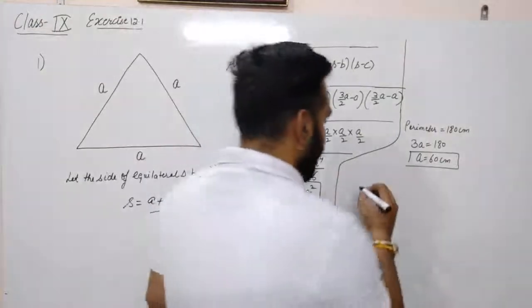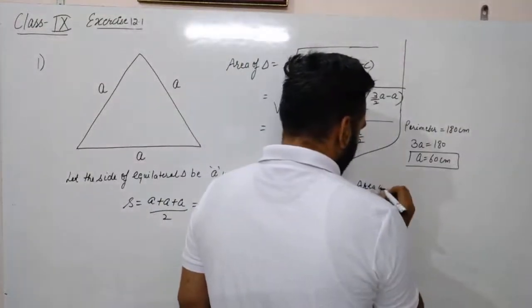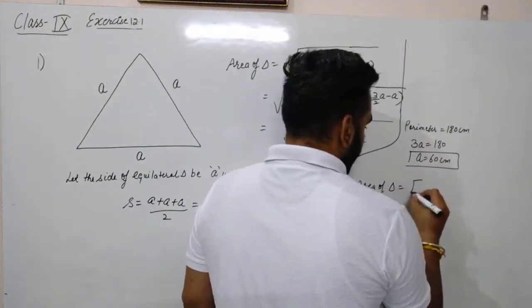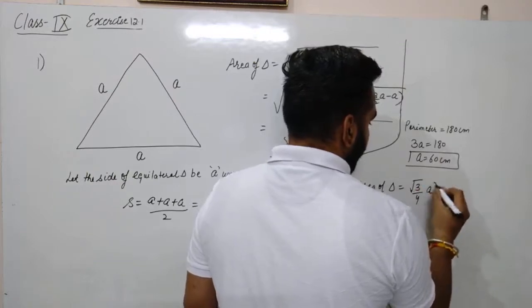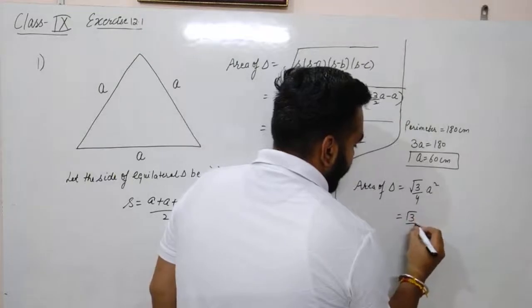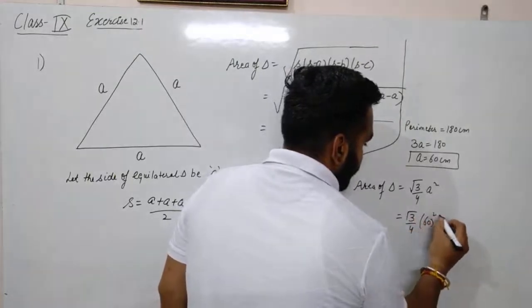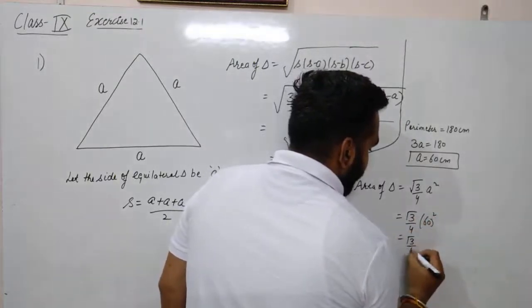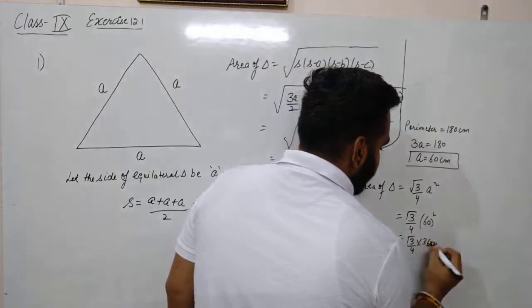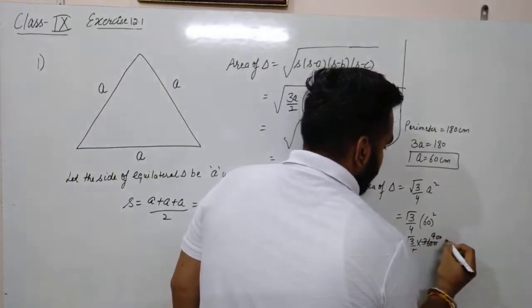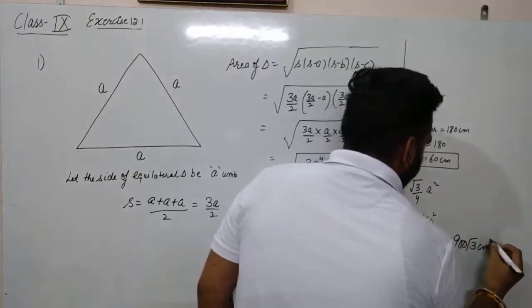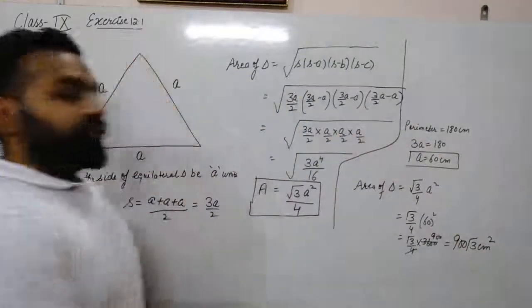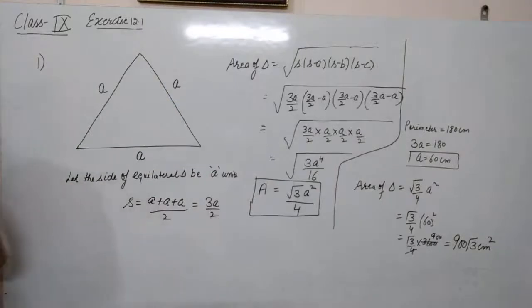Now we have to calculate area. So area of triangle will be, we have just derived the formula, root 3 by 4 A square. So put the value of A here. This will be equal to root 3 by 4 into 3600. This will be equal to 900 root 3 centimeter square. So this is the area of the signal board.